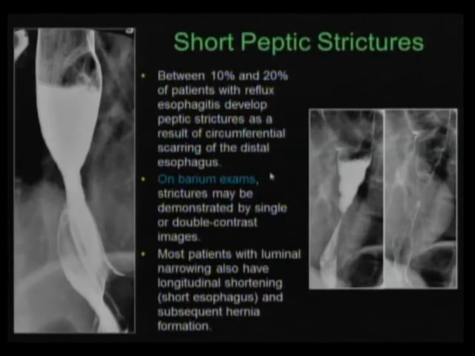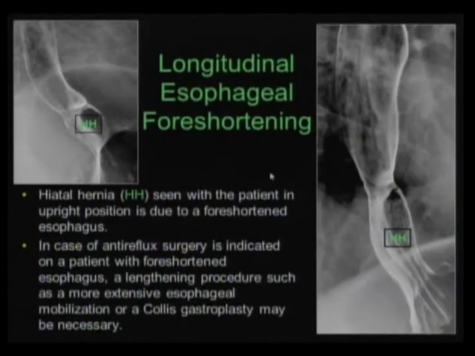And you can see here in single and double contrast. If you are not sure with double contrast, use single contrast, especially with the patient in prone position with good distension, to be sure if there is or not a peptic stricture. Okay, and most of the peptic strictures are associated with a short esophagus. So we can see when we perform the examination that the esophagogastric junction is well above the diaphragm, in this case or this other case.